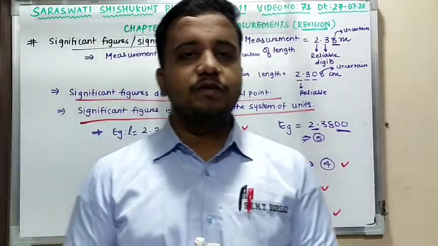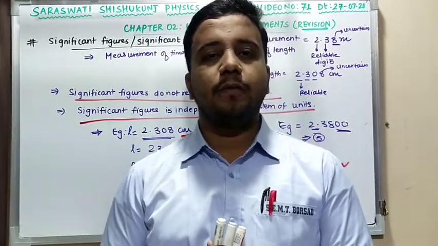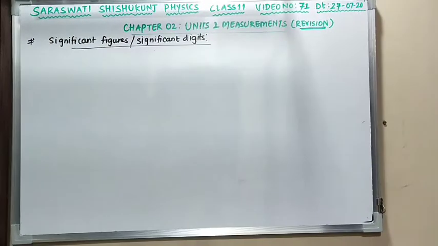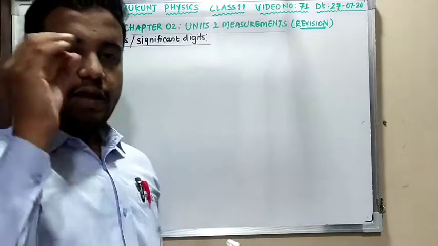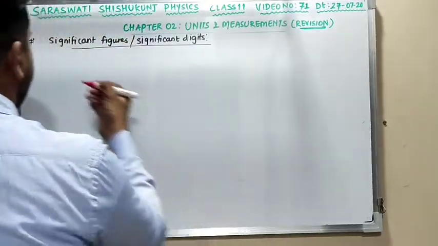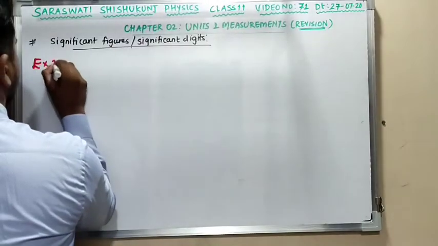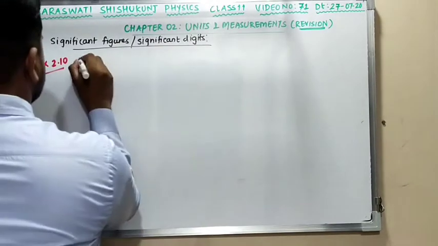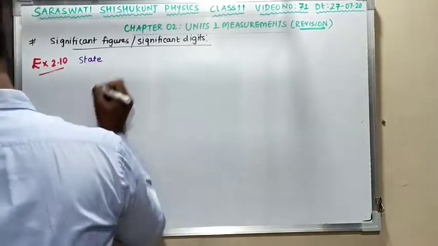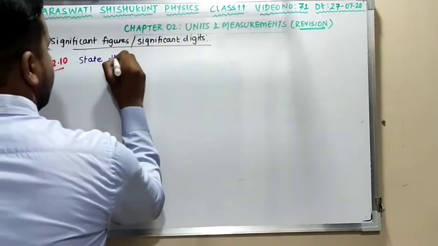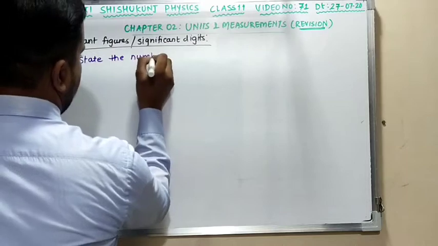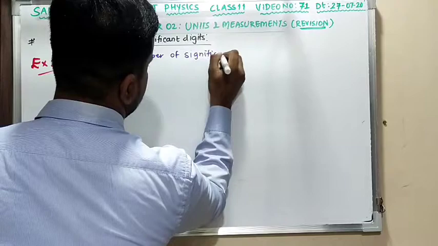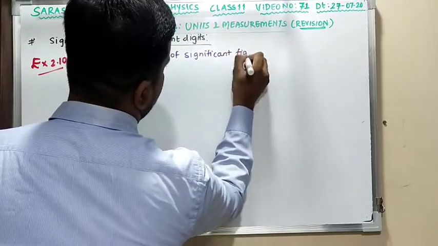Very good. Moving to the example, that is textbook exercise 2.10 we are going to see today. Now they have given: state the number of significant figures in the following numbers.